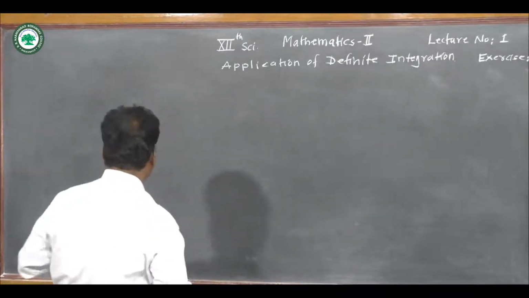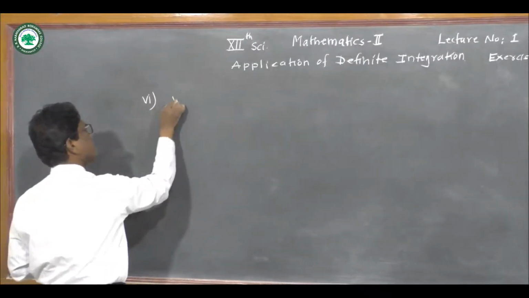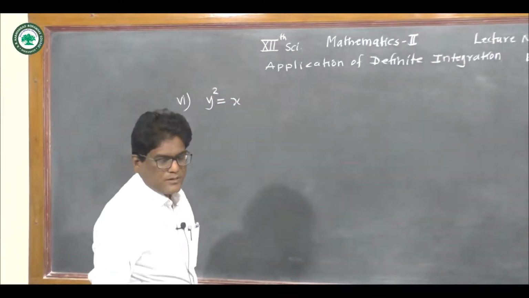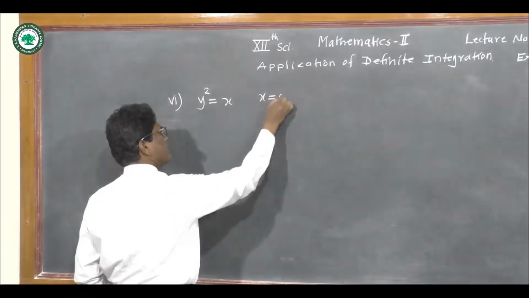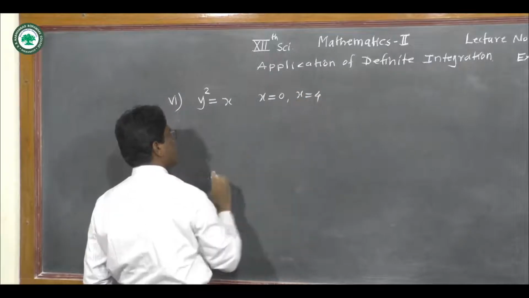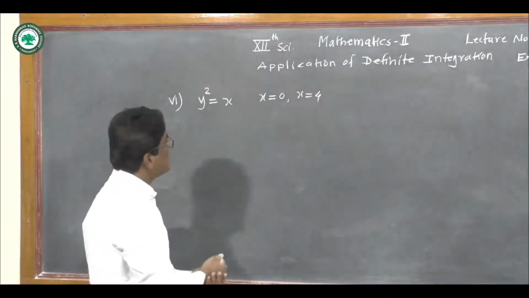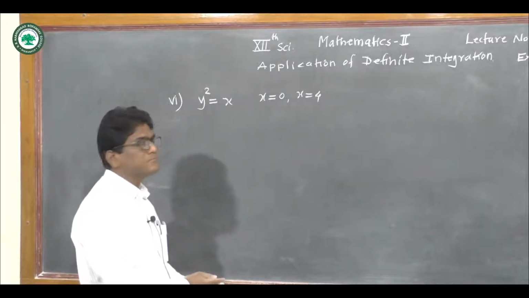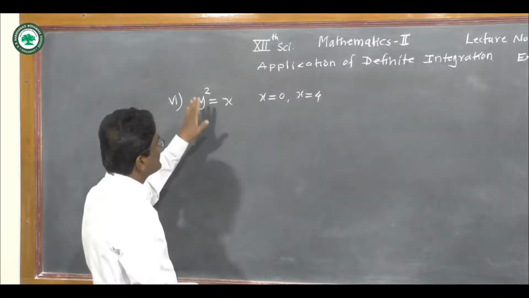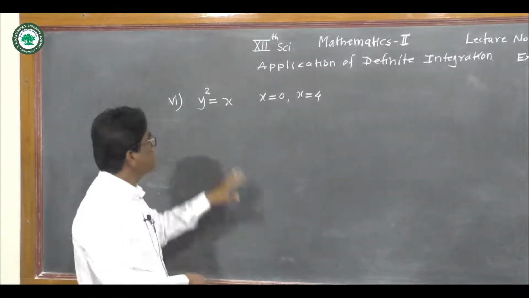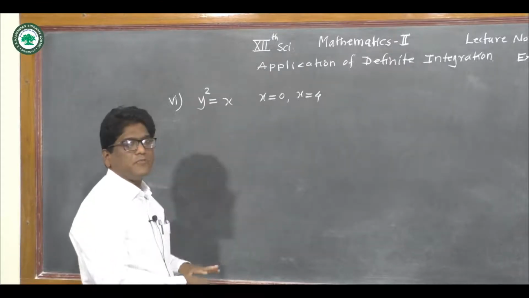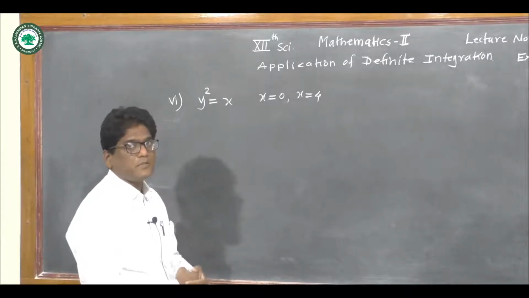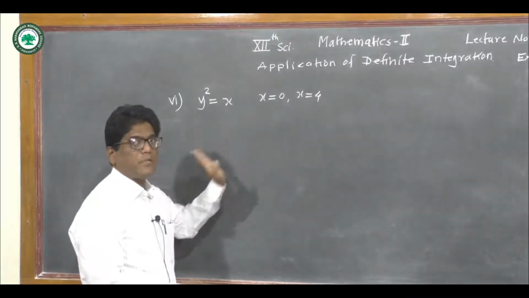y square is equal to x, x is equal to 0, x is equal to 4. Now see here, previous examples are linear equations, curves are linear, that is the straight line. But here y square is equal to x, the power of y is 2, means it is a curve, and this curve we are familiar with. We have seen in the 11th standard, y square is equal to 4x. This is the standard equation of the parabola. So this is the equation of parabola.